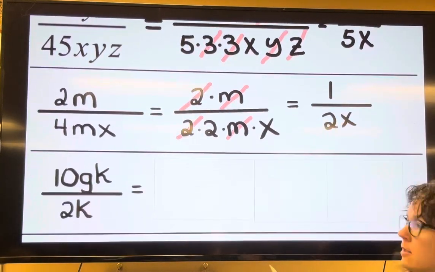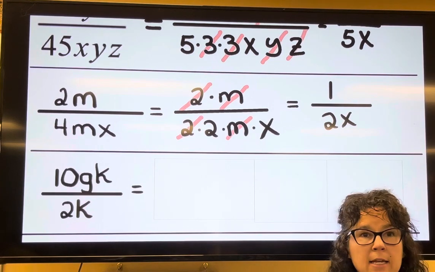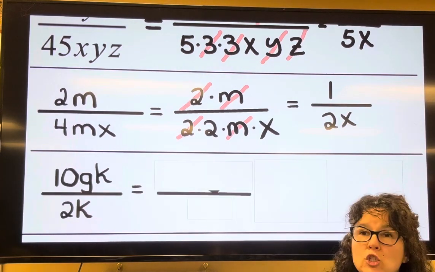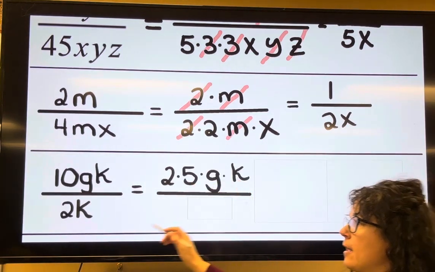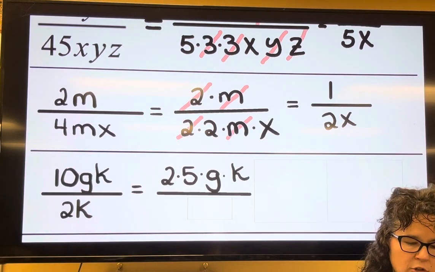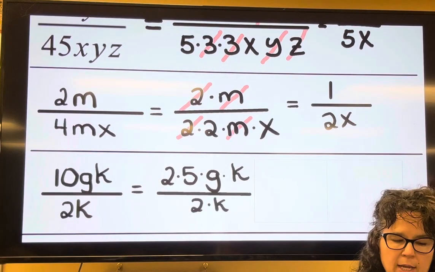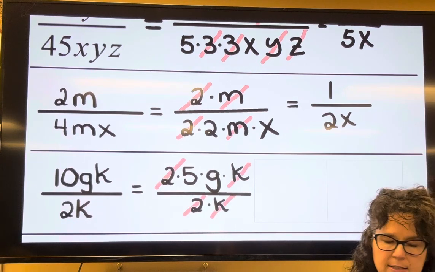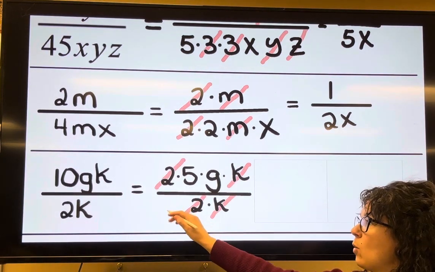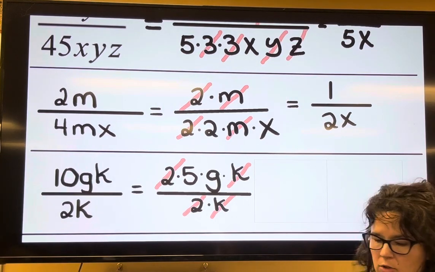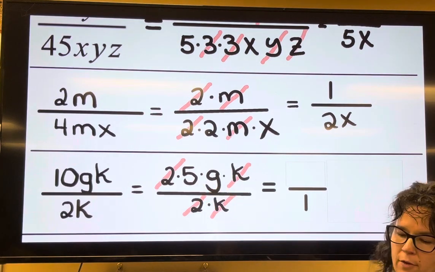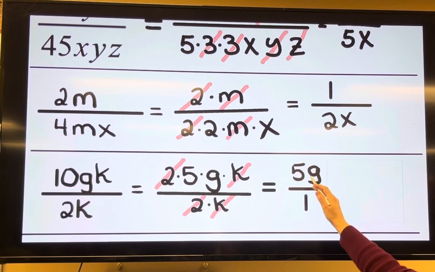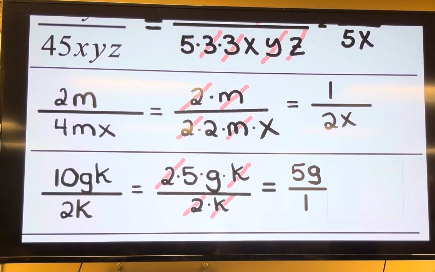Okay, and then here's another example. So the number 10 can be written as 5 times 2. So I have 2 times 5 times g times k. And then the denominator, not much going on there. It's just 2 times k. I cancel what I can, so the 2's and the k's cancel. And again, there's always a 1 times something. So what I have left in the denominator here is a 1, and in the numerator, the 5g. But when you divide anything by 1, you get just itself. So this one simplifies to 5g.